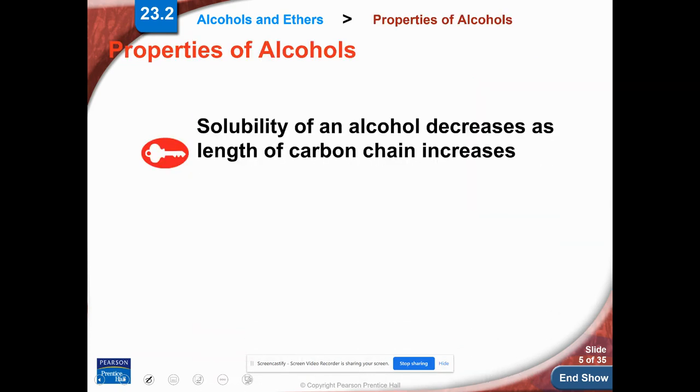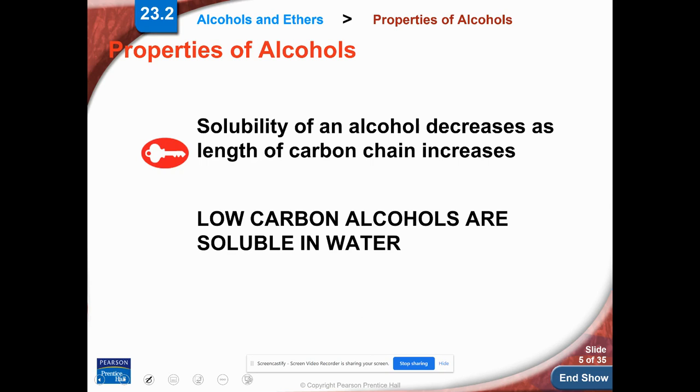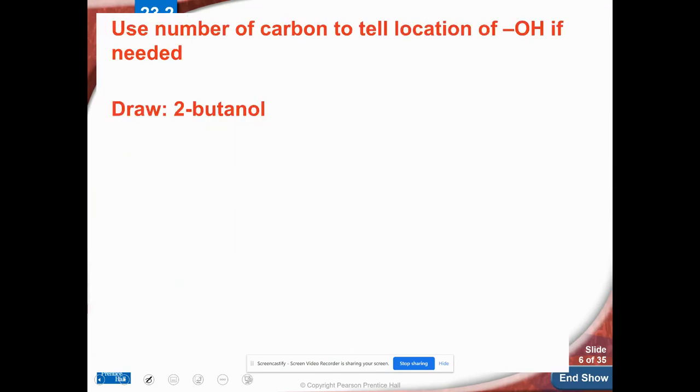So what are some properties of alcohols? The solubility of an alcohol in water decreases as the length of the carbon chain increases. Remember, as the length of the carbon chain increases, they're less soluble in water because it's going to become a more symmetrical, longer chain. So methanol and ethanol and isopropyl alcohol, those are all soluble in water, low carbons.